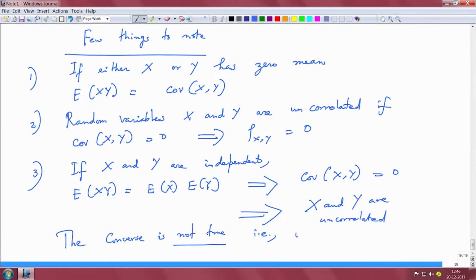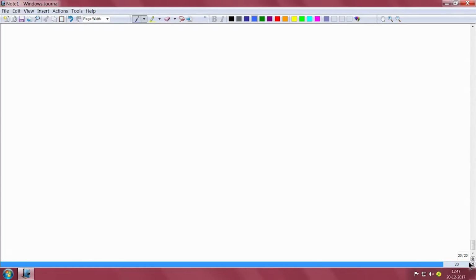That is, uncorrelatedness does not imply statistical independence. Okay, we will see an example to clarify this idea, and then we will get on to the next concept.